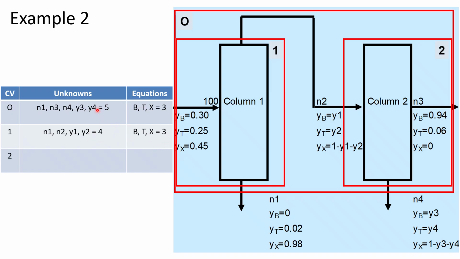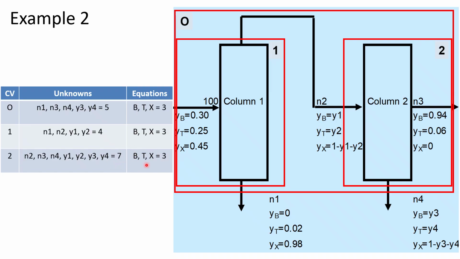Within this control volume, there are 3 components, benzene, toluene, and xylene, so we can write 3 equations. For this control volume, the number of unknowns exceeds the number of equations, so we can't solve for the unknowns. Let's look at the final choice that we have for a control volume, the control volume around column 2. If you look at that control volume and count the unknowns, we have N2, N3, and N4, the flow rates of all the streams that enter and leave that control volume. And then we also have, as unknowns, Y1, Y2, Y3, and Y4, for a total of 7 unknowns.